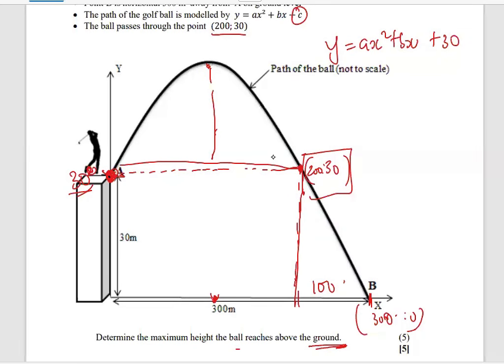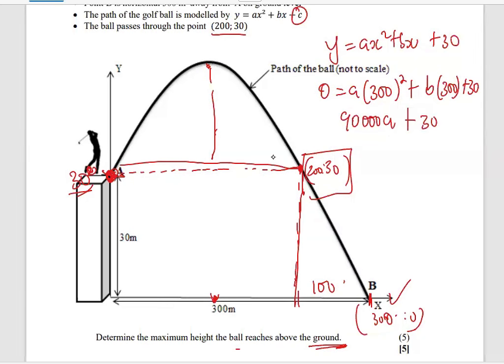So if I use the 300 and 0, it's going to be 0 is equal to a into 300 squared plus b into 300 plus a 30. 300 squared, that's going to be, is it 90,000? It should, because 3 times 3 is 9. And then it's 90,000 A plus 300 B plus 30. This is equation 1.